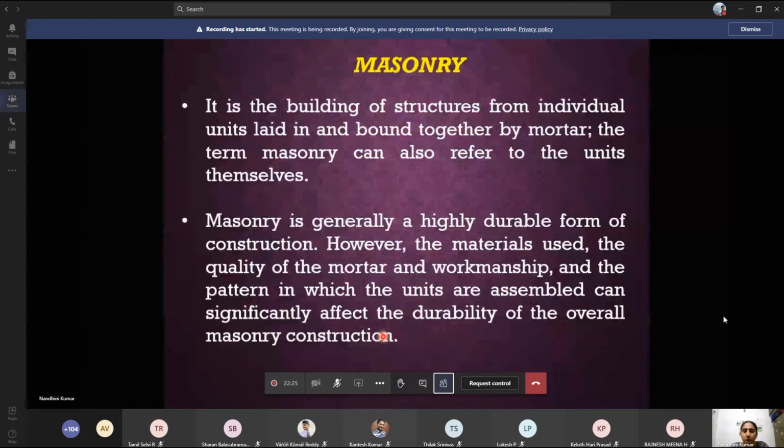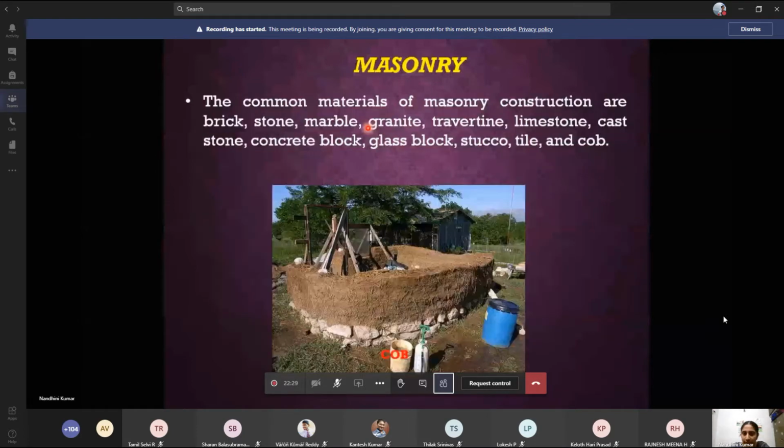The common materials used for masonry construction are brick, stone, marble, granite, travertine, limestone, cast stone, concrete block, glass blocks, stucco, tile, and cob. You know about granite and marble; you have seen them. You have seen stone, rock, bricks, and concrete blocks. Next is stucco. What is stucco and what is cob?